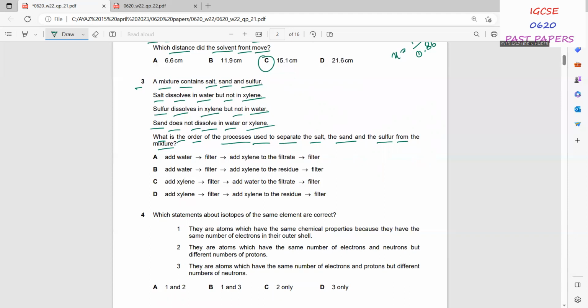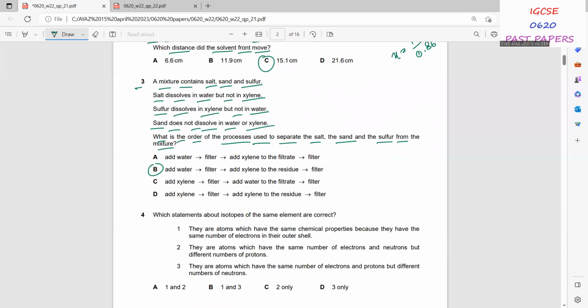You can either start with water or xylene. If we start with water, then we have to filter. Then we need to add xylene to the residue, then filter it again. So choice B looks correct to me.